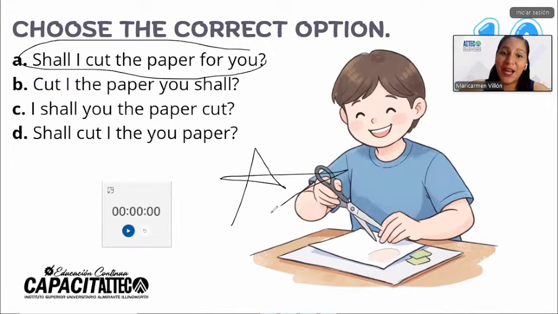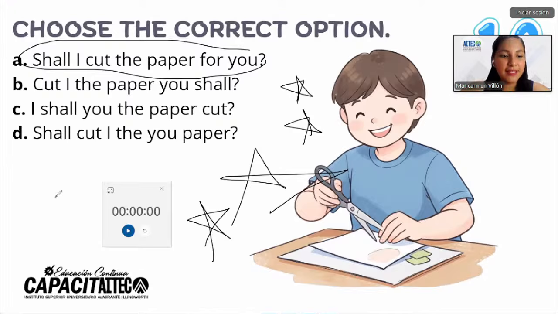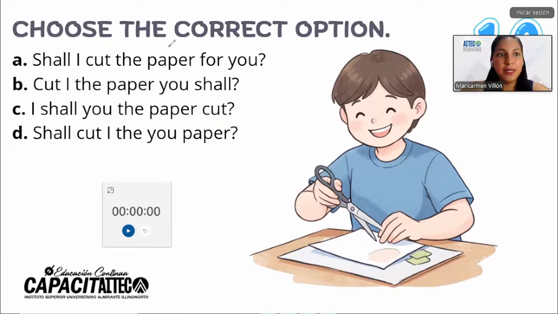So, stars for you, my friends. A lot of stars. You guys are very intelligent. All right? Excellent. So, let's move on.